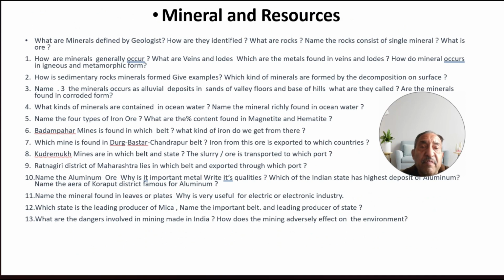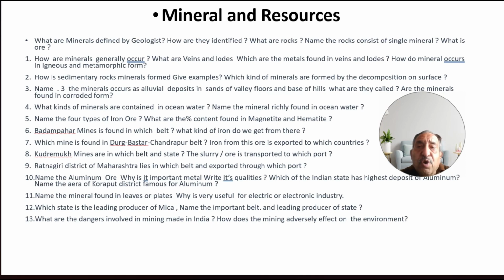What are minerals as defined by the geologist? How are they identified? What are rocks? Name the rocks consisting of a single mineral. What is ore? ये सब छोटी छोटी डेफिनेशंस हैं, पिछले सालों में पूछी गई हैं, वो मैं आपके सामने रखा है. How do minerals generally occur?